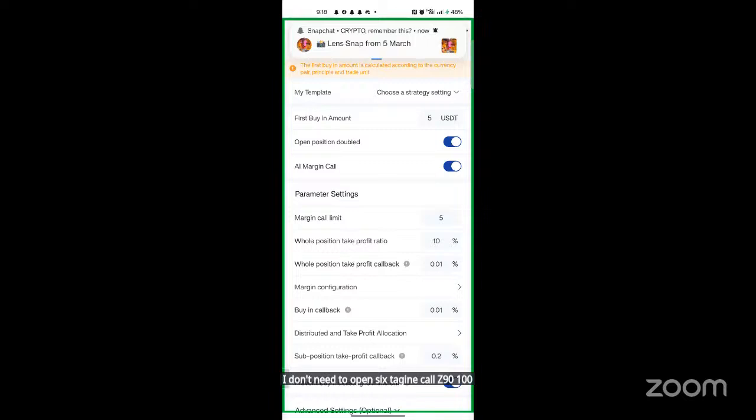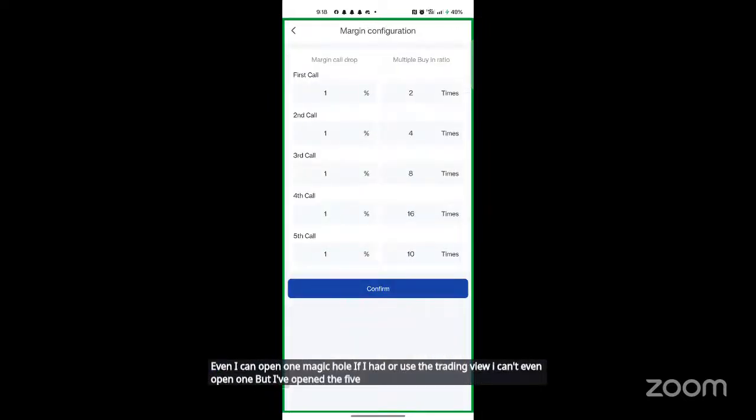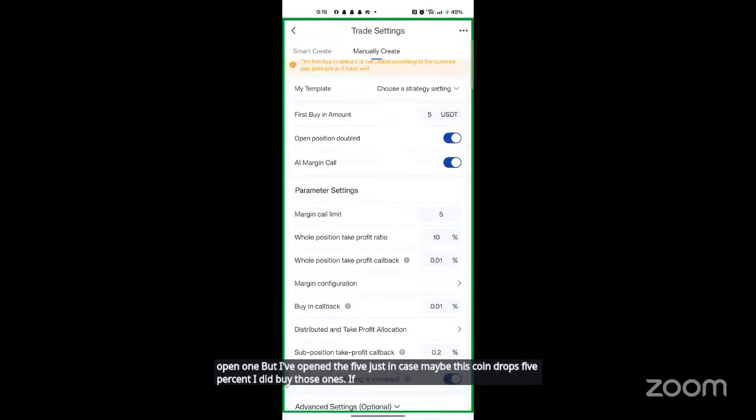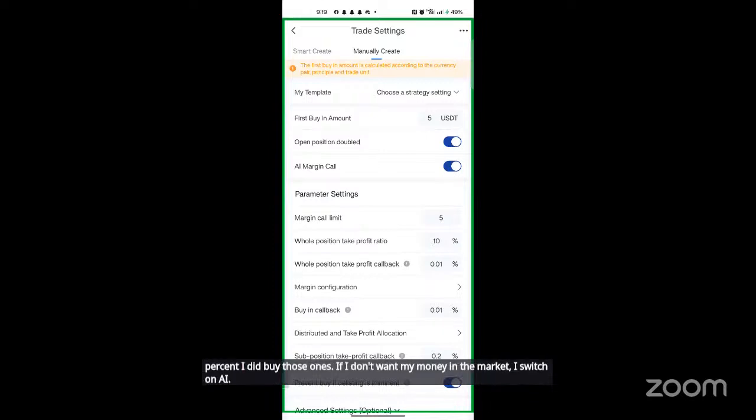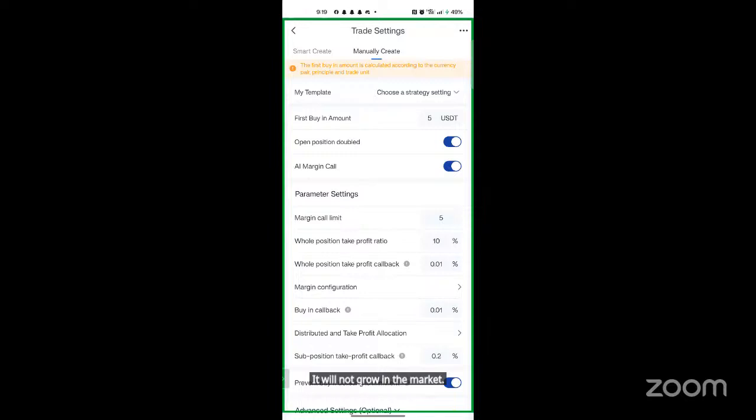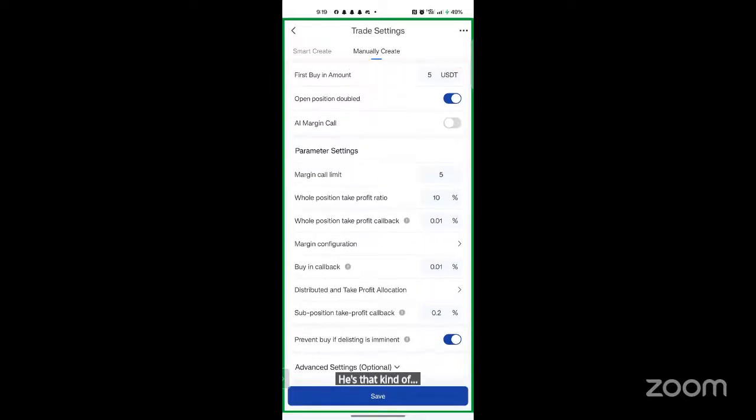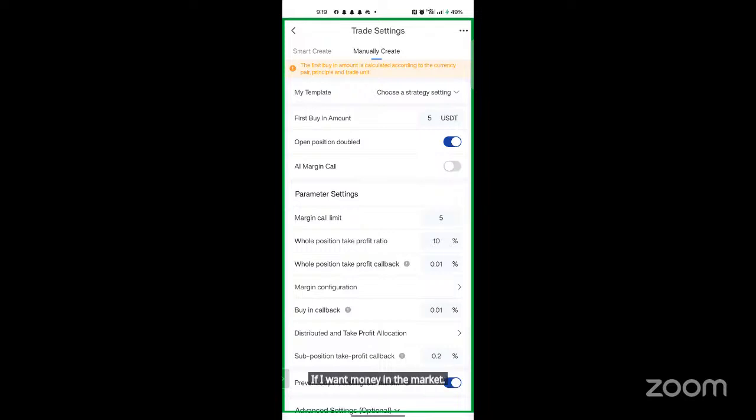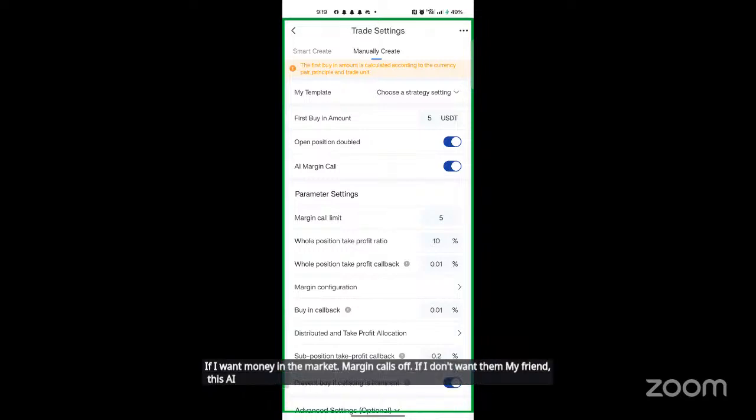Even I can open one margin call. If I use TradingView, I can even open one. But I've opened 5 just in case this coin drops 5%. Let it buy those ones. If I don't want my money in the market, I switch on AI. It will not go in the market, but let the money come in. Is that hard? Have I tried to explain these things over time? If I want money in the market, margin calls on. If I don't want them, my friend, this AI will protect my capital.